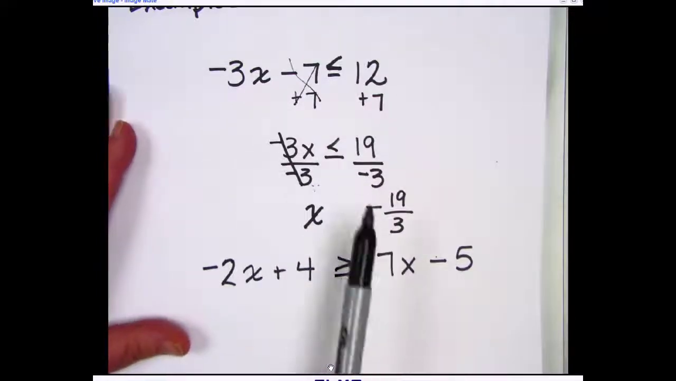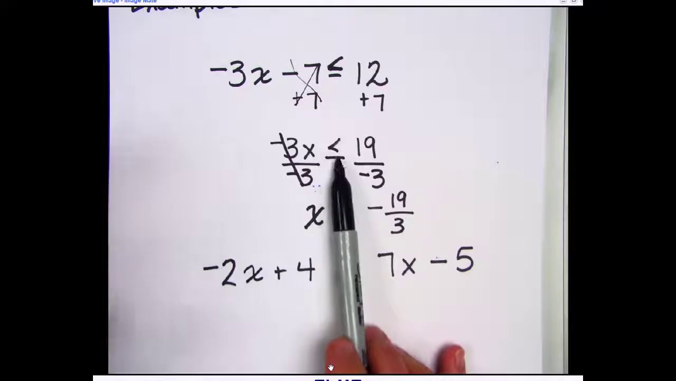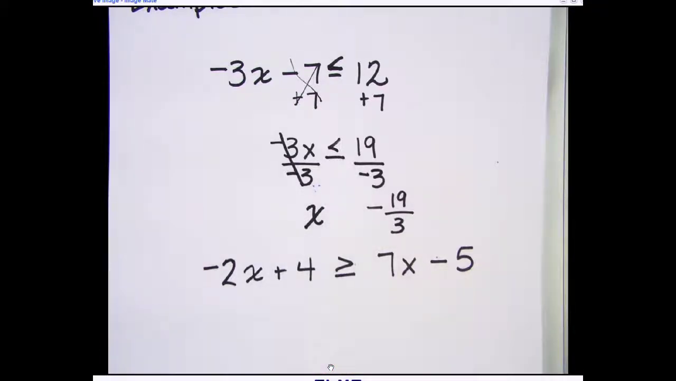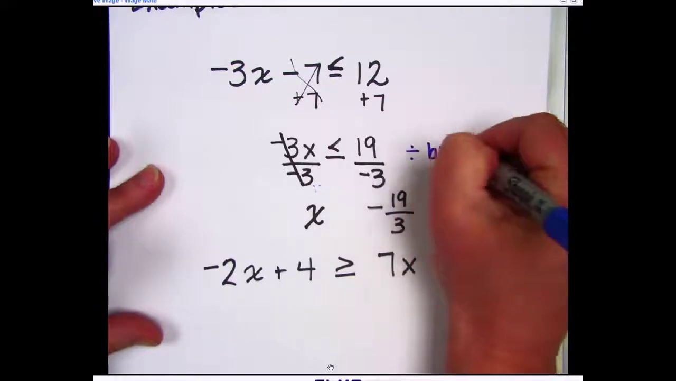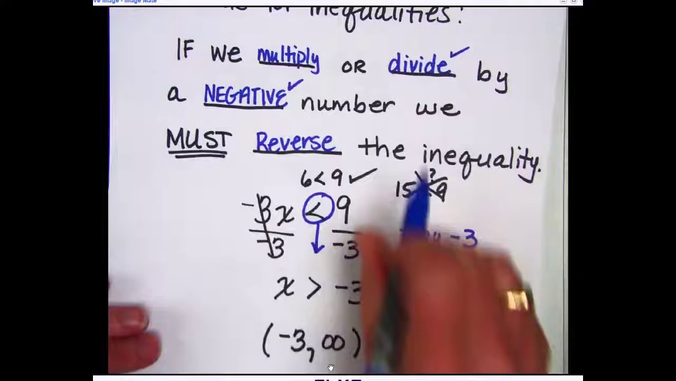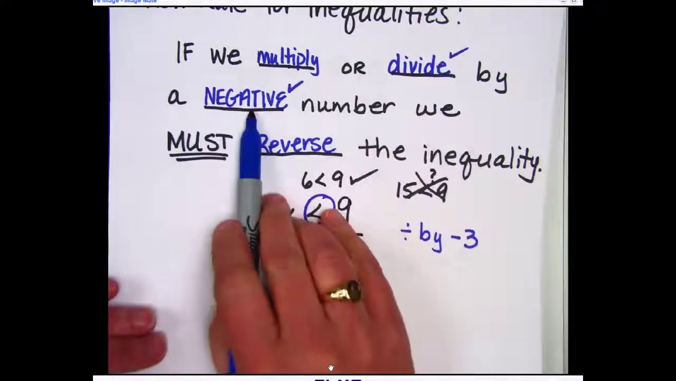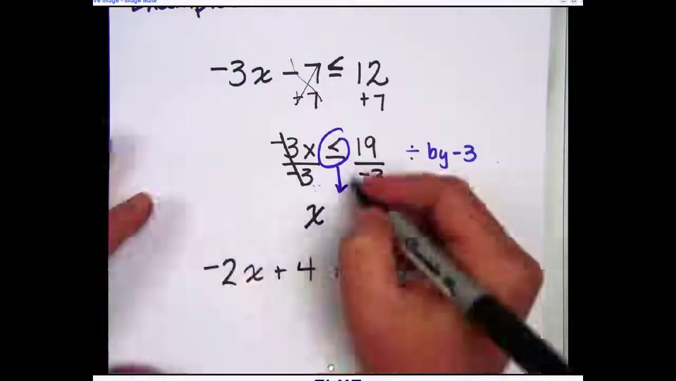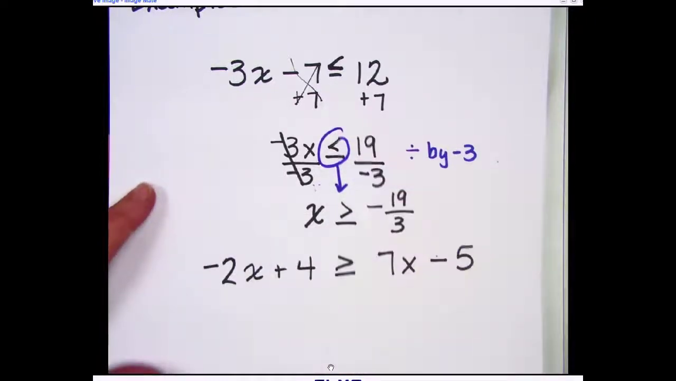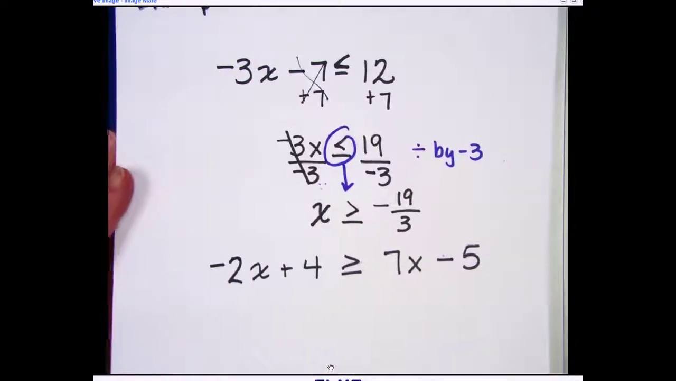And now I ask the question, to reverse or not to reverse? Well, I divided by negative 3. What does my rule say? I divided, it was negative, so I must reverse the inequality. So this is going to get reversed. X is greater than or equal to negative 19 over 3.